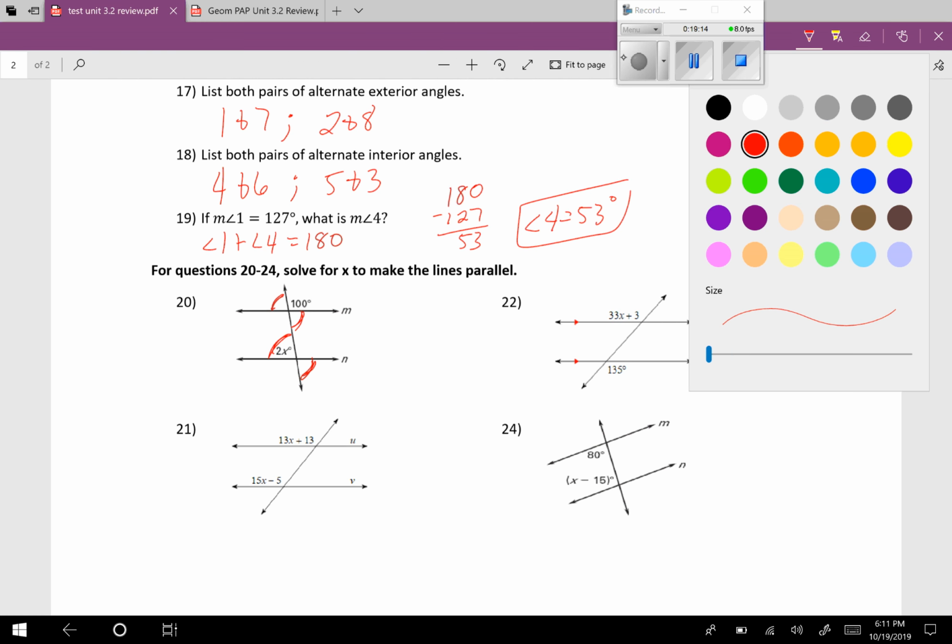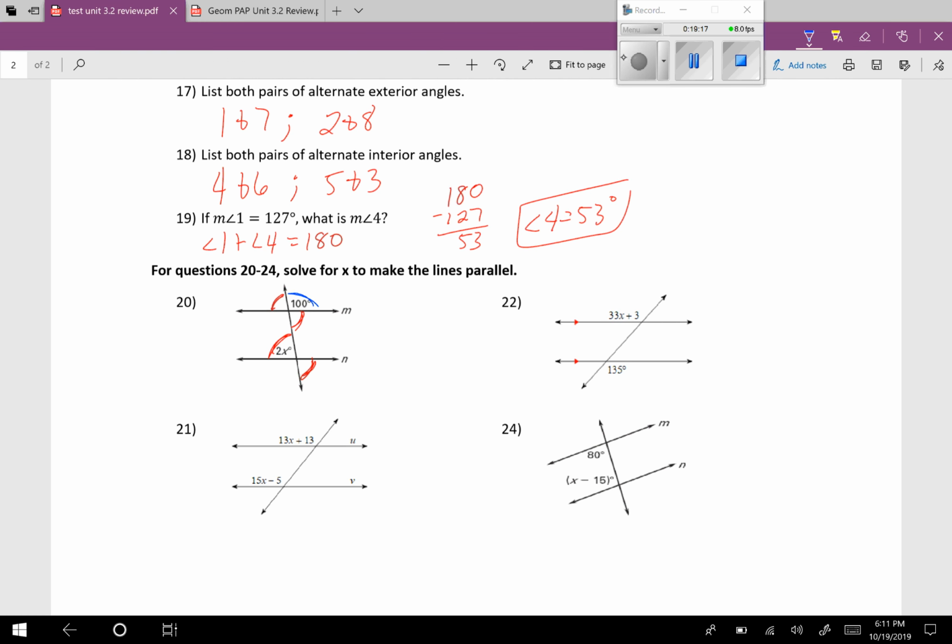I'll do blue. Okay, so I know everything that's red is 2x and everything that's blue is 100. And I see the 2x is red and the 100 is blue, so I know they have to add up to 180. So I do 2x plus 100 equals 180. So take away 100 from both sides. So I get 2x is equal to 80. Divide by 2. So x is 40.